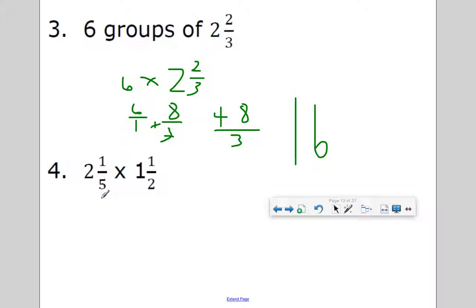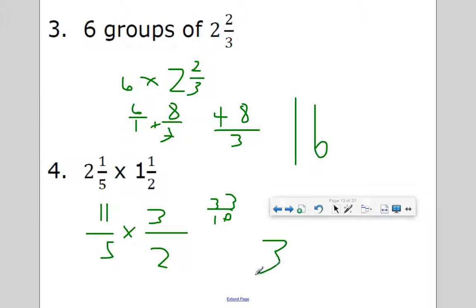Turn this into an improper fraction. That would be 11/5, because 5 times 2 is 10, 1 more is 11/5. Turn this into an improper fraction. That would be 3/2. 2 times 1 is 2, 1 more is 3/2. Now I multiply this and I get 33/10. How many tenths go into 33? 3 whole. You have 3 left over. 3 and 3/10. Check your work: is 3 and 3/10 equivalent to 33/10? It is.